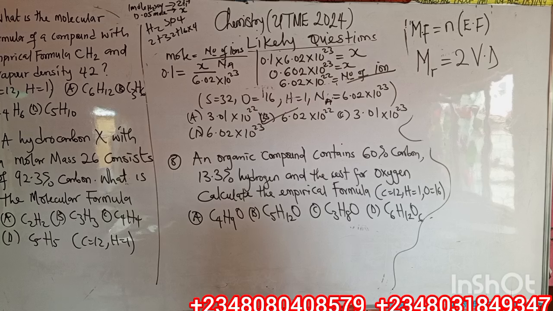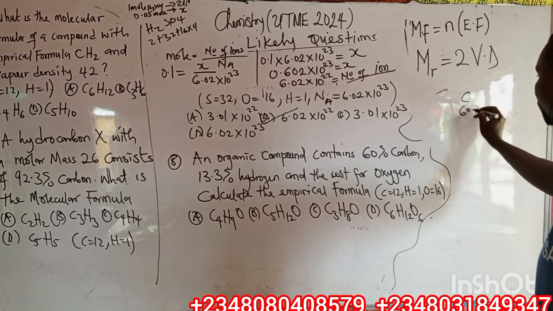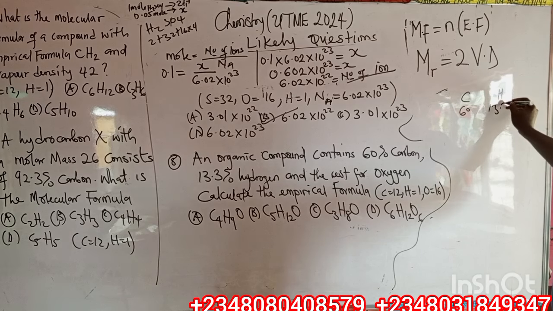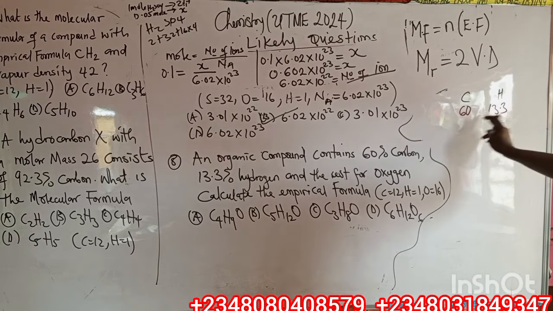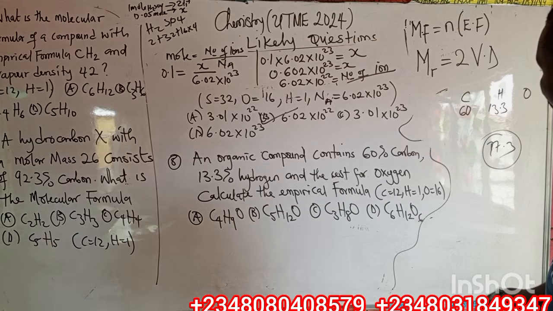An organic compound contains 60% carbon, 13.3% hydrogen, and the rest for oxygen. Do you know what it means by the rest for oxygen? Since everything is in percentage, the total will give you 100. Add this one and this one, it will give you 73.3. Then take it away from 100 to get the one of oxygen.